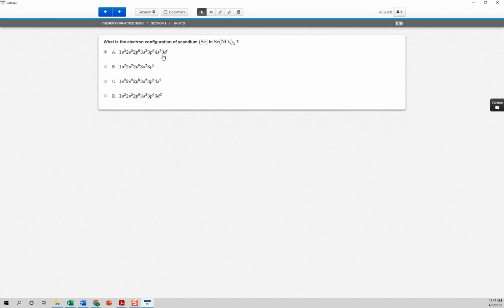Remember, when you get to the D sublevel, you have to subtract 1 from the row you're in. So it's 4s, but then it's 3d, right? Okay. But let's understand what this means here. When scandium's in a compound, scandium's a metal. When a metal's in a compound, it's a cation. So this isn't neutral scandium. This is scandium 3+. And let's understand, 3+ means it lost 3 electrons. So it's not going to have the same electron configuration as neutral scandium because it doesn't have as many electrons as neutral scandium.